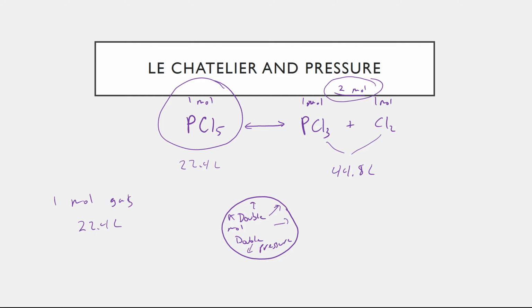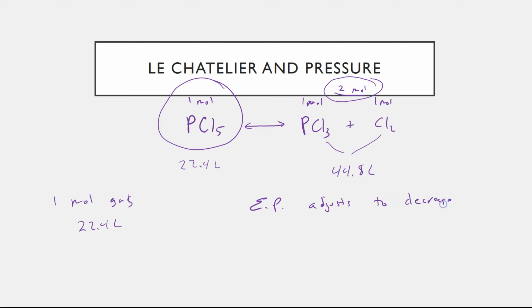So what happens is, as you push more gas into a propane tank, you just increase the pressure of that propane tank. And with Le Chatelier's principle, what it dictates is we're going to try to relieve the stress, or in this case, we're going to try to move our equilibrium position to the side that's going to decrease pressure. So again, our equilibrium position, I'm going to write it as EP, adjusts to decrease the pressure.